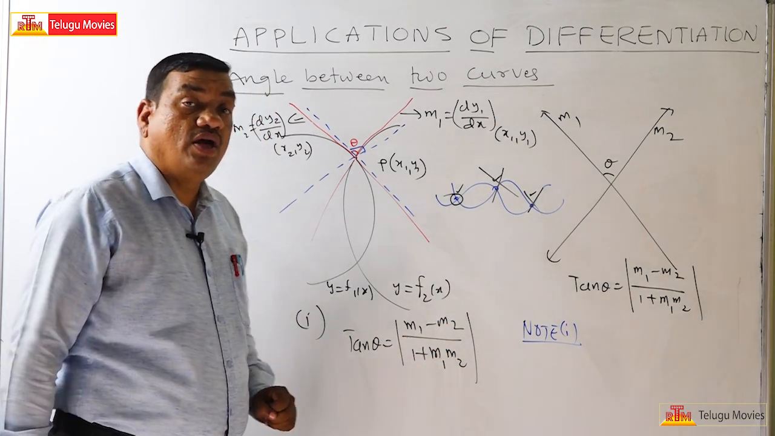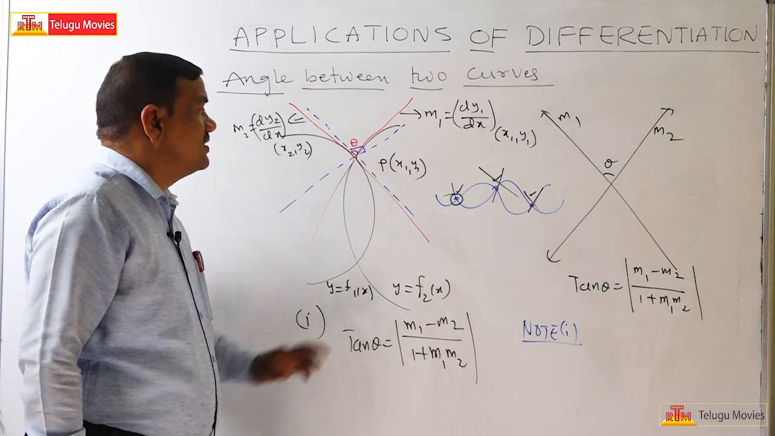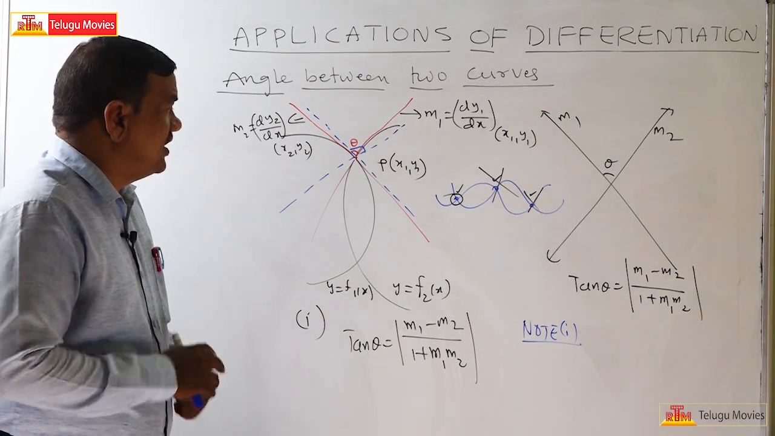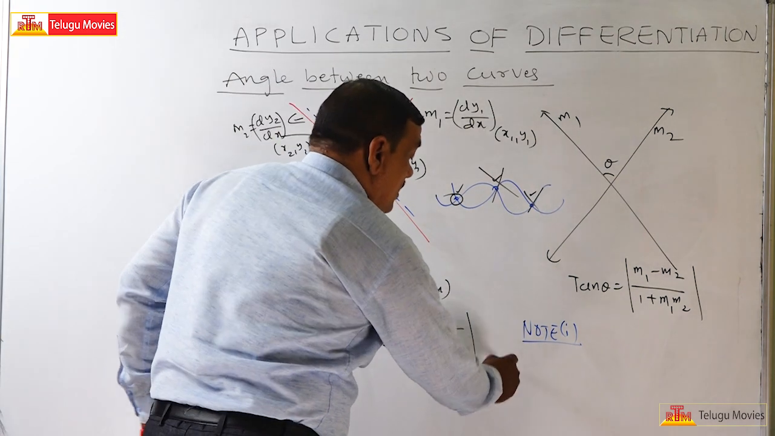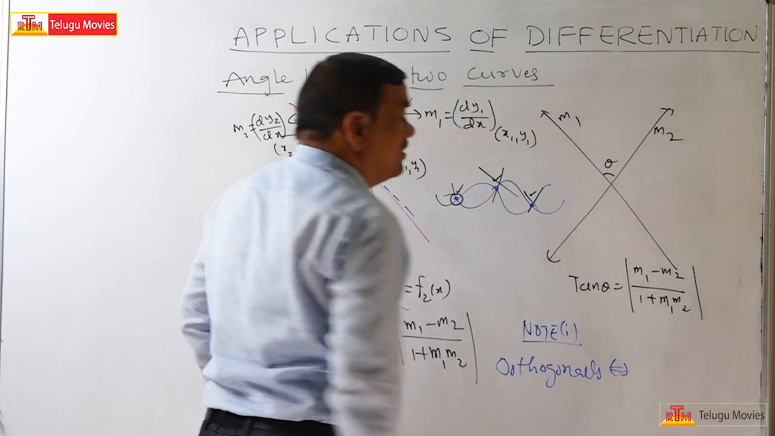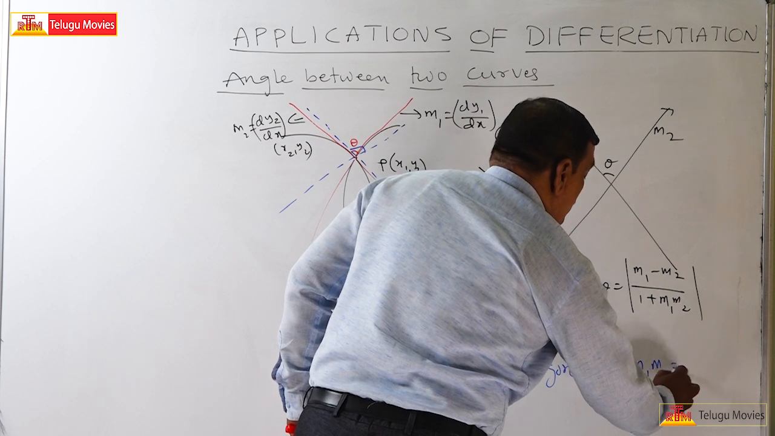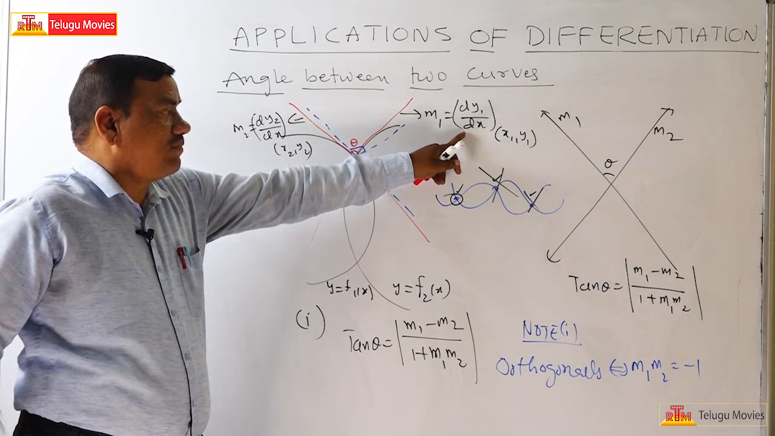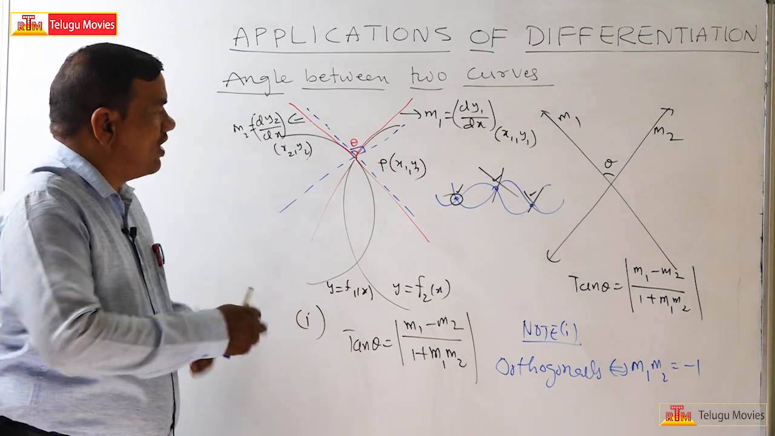The second note point: the angle between the tangents is the same as the angle between the normals at the point of contact. And one more very important thing: if the curves are orthogonal, that means the angle between them is 90 degrees. So automatically we have m1 into m2 is equal to -1. The product of the slopes, that means dy by dx at (x1, y1) after substitution, and dy by dx at (x2, y2) after substitution.